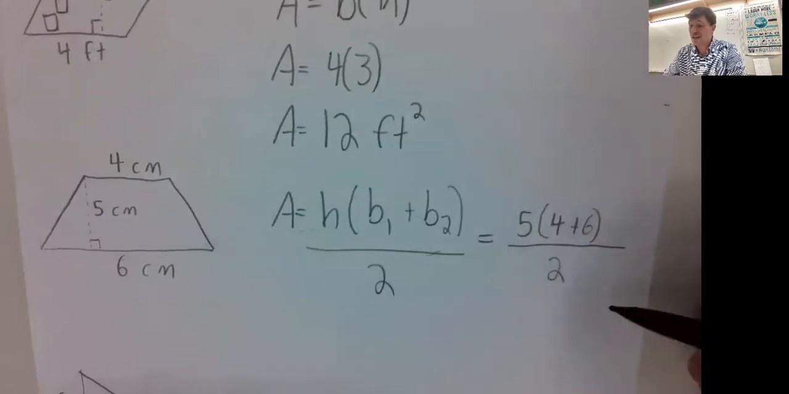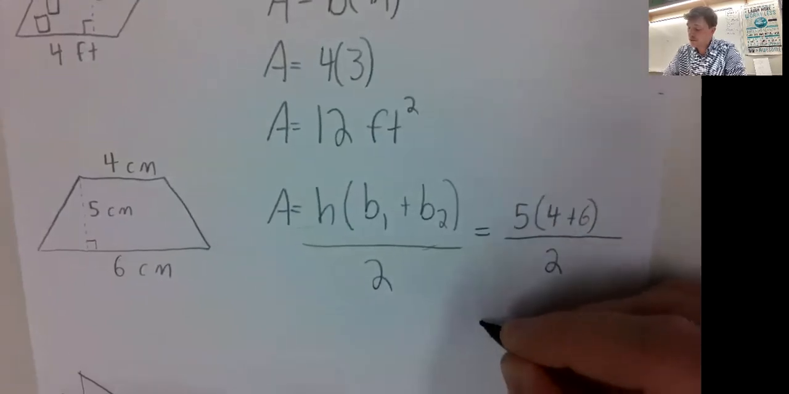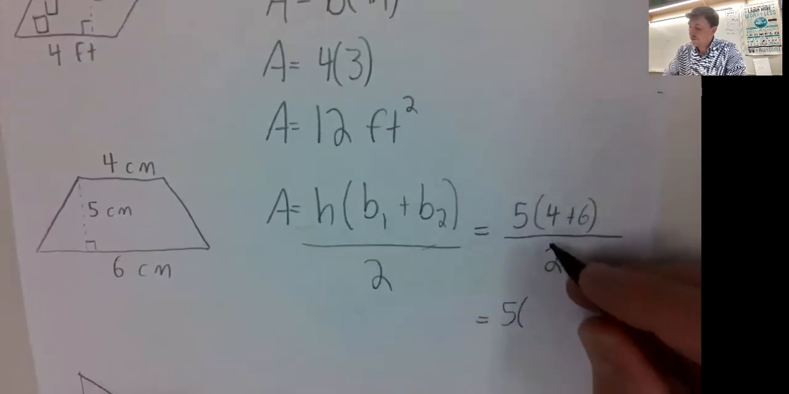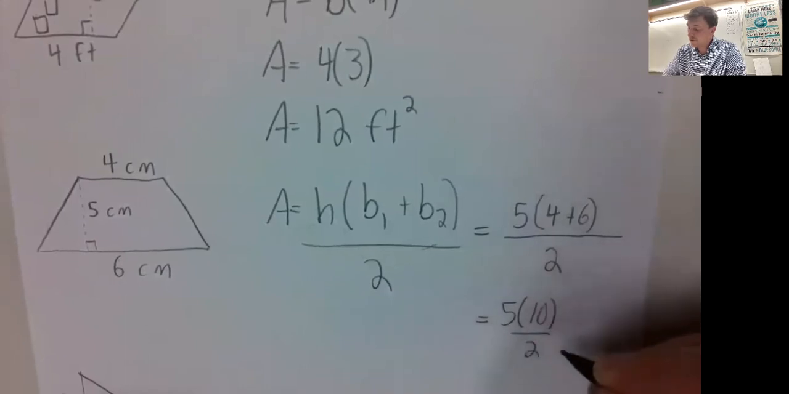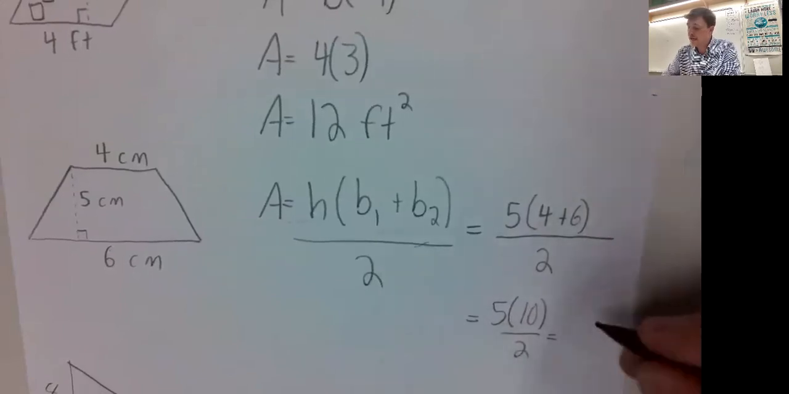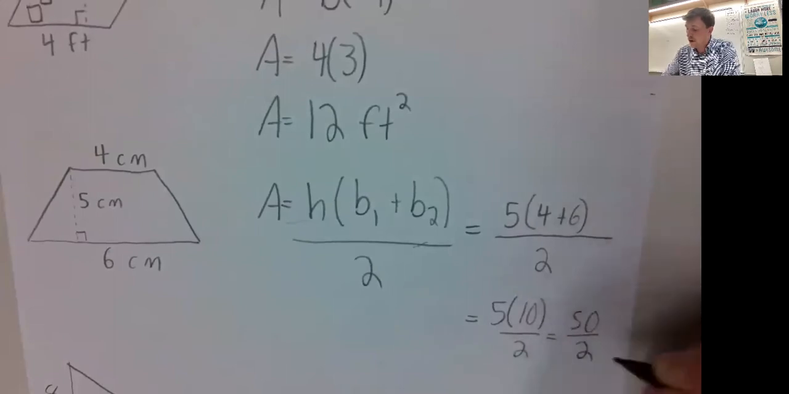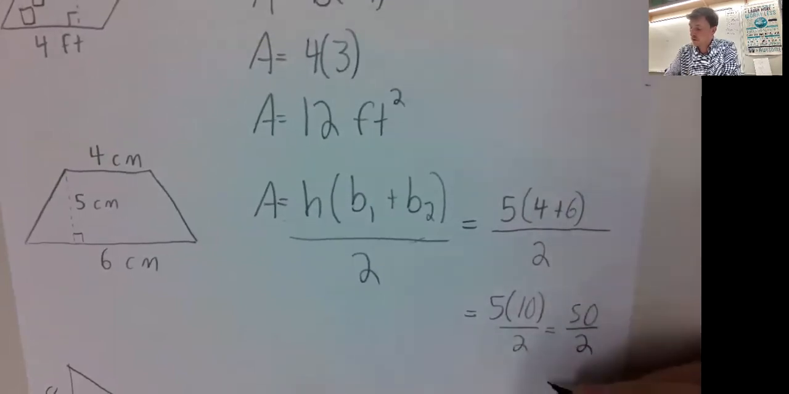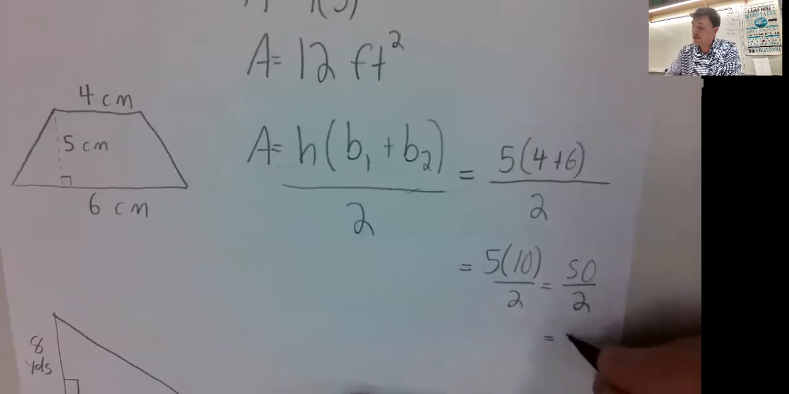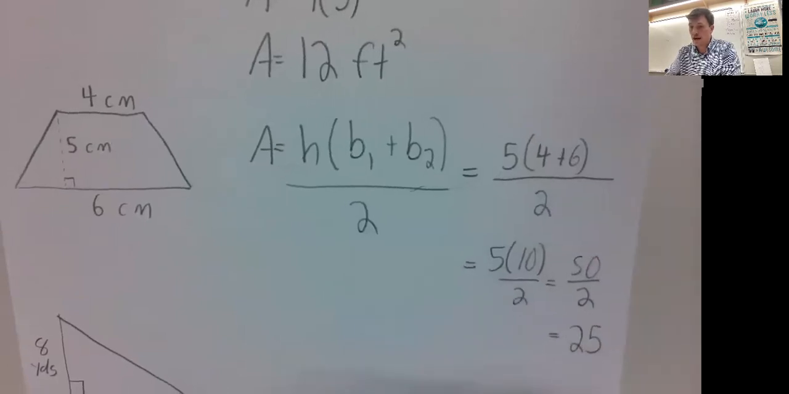Let's clean this up. This is like order of operations. We need to do the parentheses first. 5 times, 4 plus 6 is 10, all over 2. We need to do some multiplying up top before we can divide anything by 2. 5 times 10 is 50, all over 2. And my last step is just how many times does 2 go into 50, or what's 50 divided by 2? Cut in half, that's 25. And that is my answer.